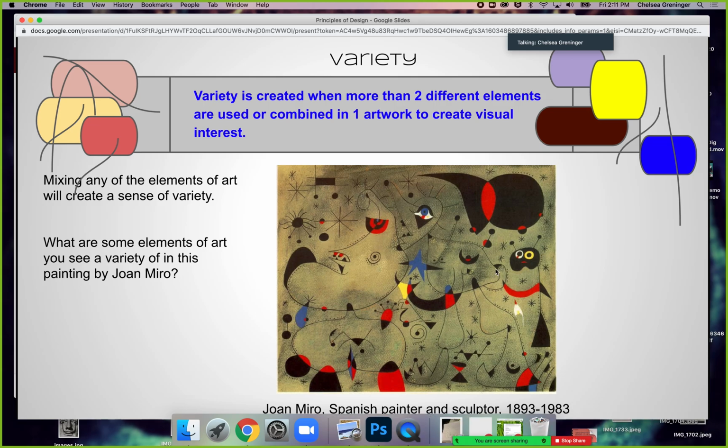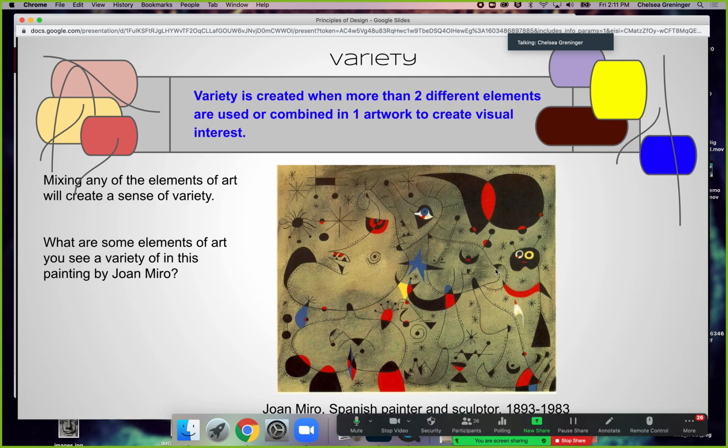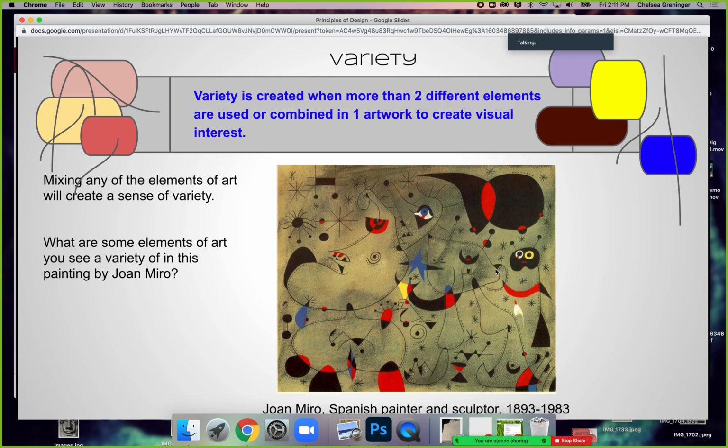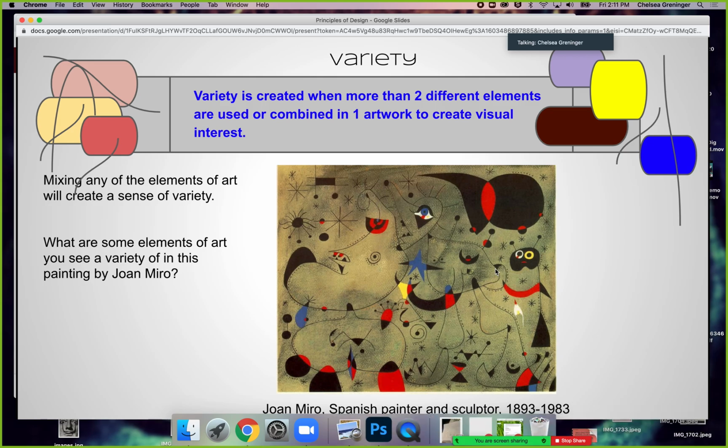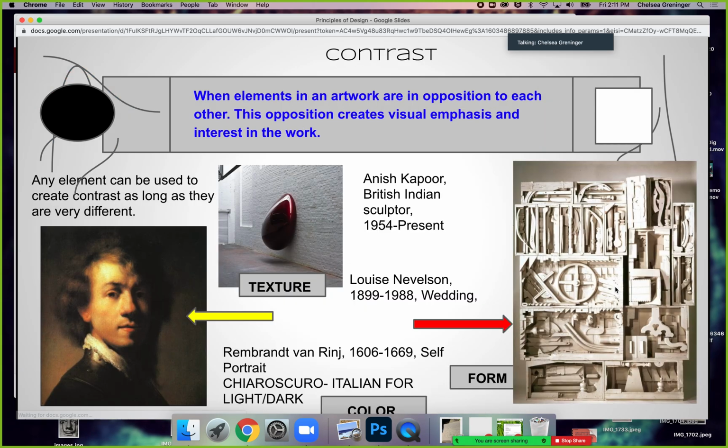Can you name one more element of art that we see a variety of in here? There's a really obvious one. Color. Color, right. And we're seeing mostly primary colors here, and black. So red, blue, and yellow, and black and white. And the background is kind of a stampy green color.